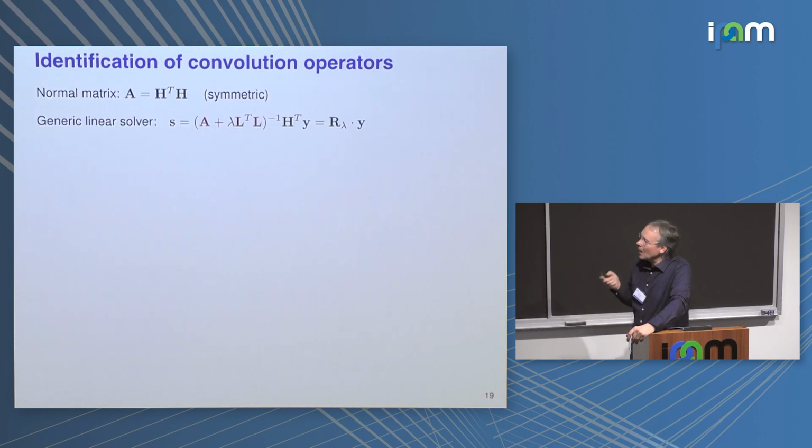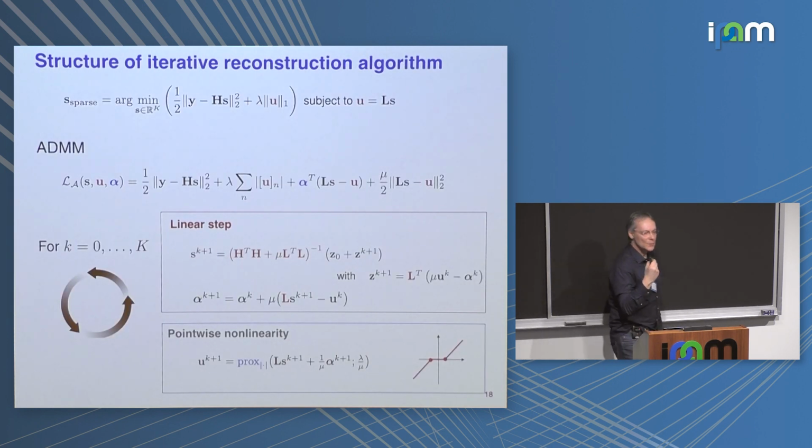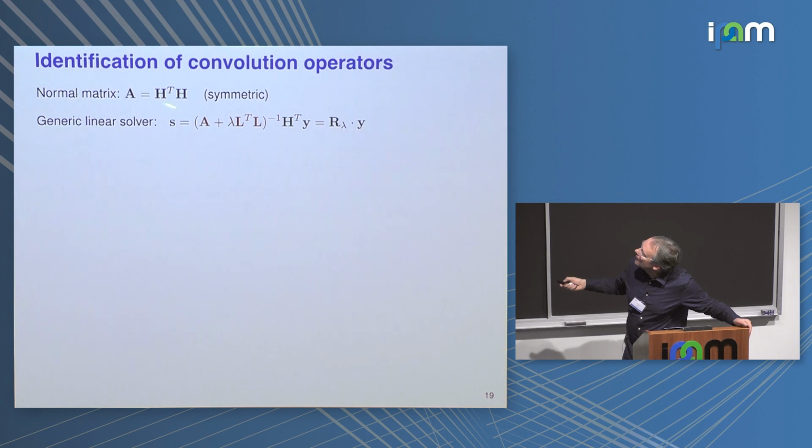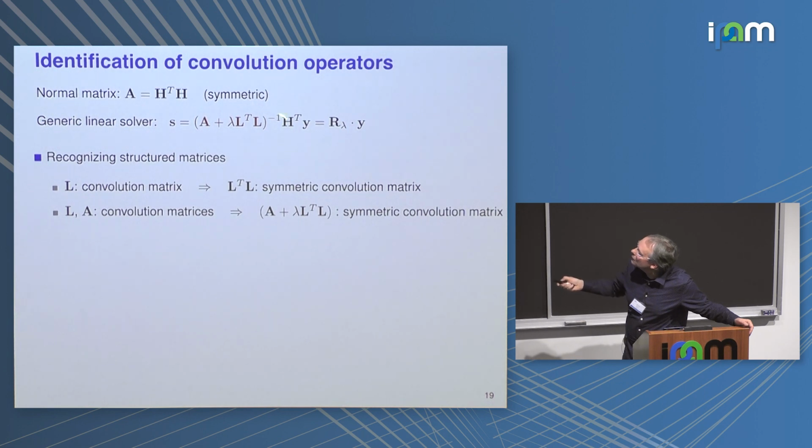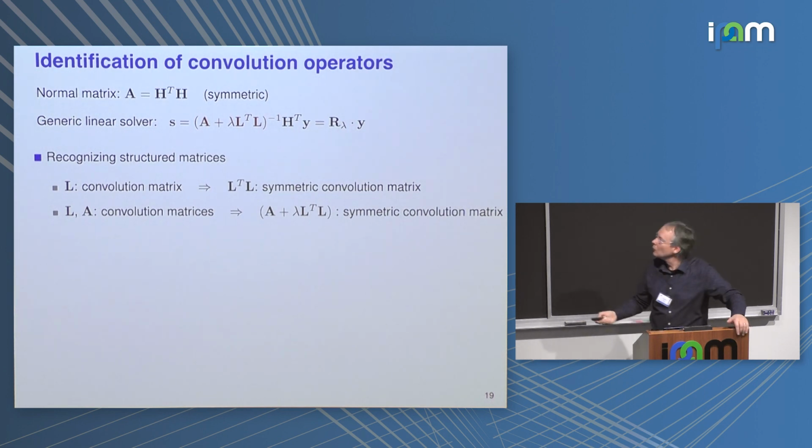If you want to make a connection with deep neural networks, convolution networks, you would like those operators to be convolutions. So you can ask yourself, what are the problems in imaging where this thing here would be a convolution operator? This matrix, H^T H, we call this A, that's the normal matrix. Our generic solver looks like that, and we would like this matrix, the red one here, to be a convolution.